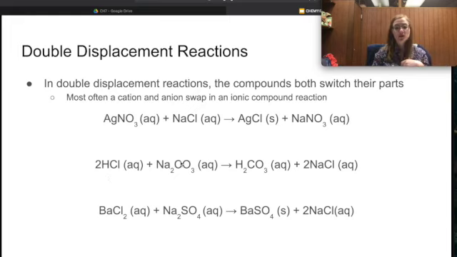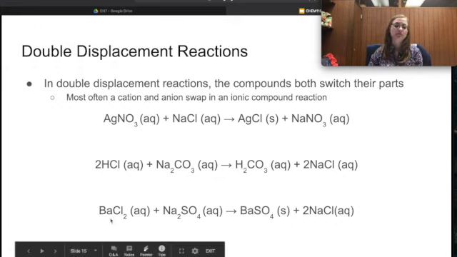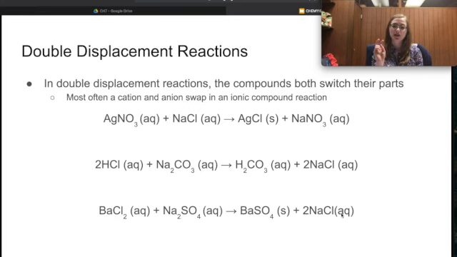In this reaction, we're swapping the CO3 over to the hydrogen. We're taking the Cl and swapping it over to the sodium so that we have H2CO3 and 2 NaCl. And then lastly, down here at the bottom, we have barium chloride and sodium sulfate. So we have the barium with the chloride in the reactants, and we have the barium with the sulfate in the solid products. In the reactants, we have the sodium with the sulfate, but in the products, we have the sodium with the chlorine. So in double displacement reactions, they just swap places.